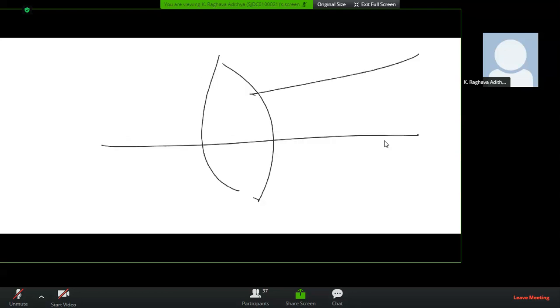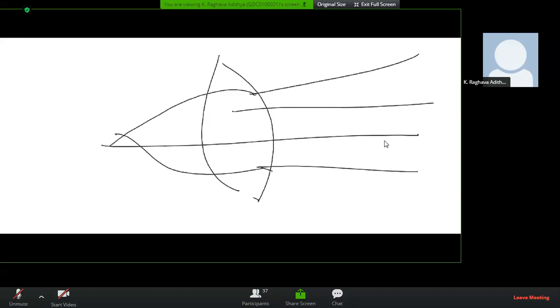If the light is coming from the left side, then refraction also has to take place in this. Then also a point image is formed on the principal axis. This is known as the secondary focus. The distance from the optic center to the secondary focus will also be the same.